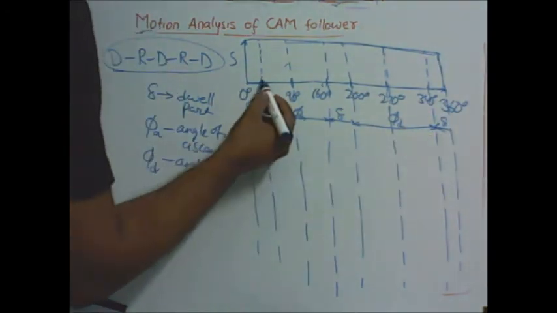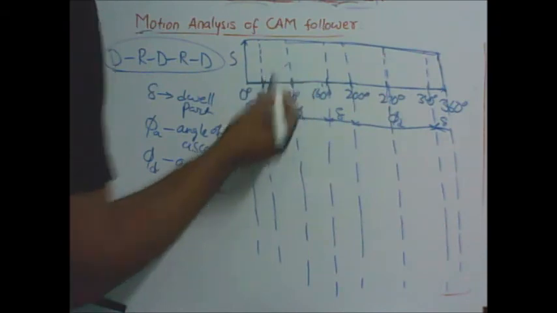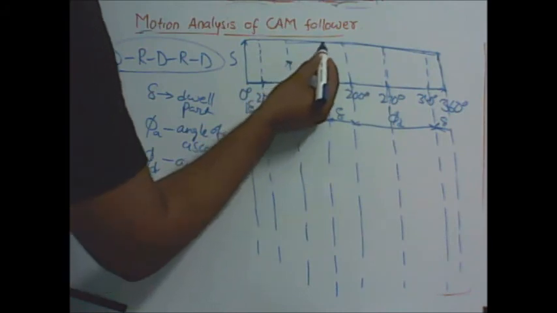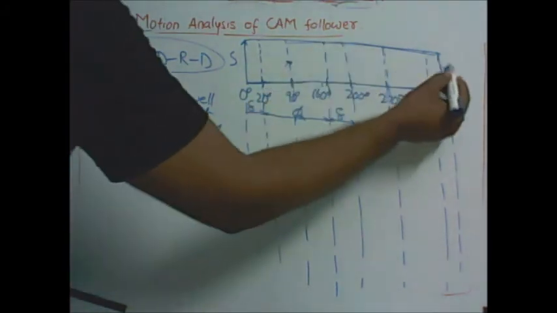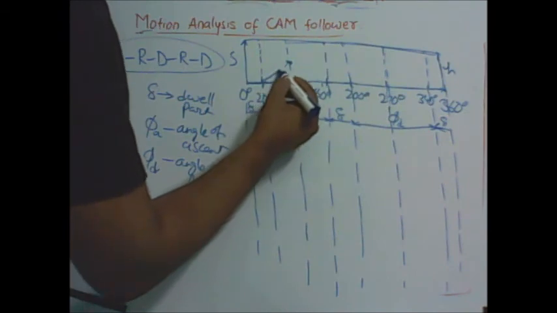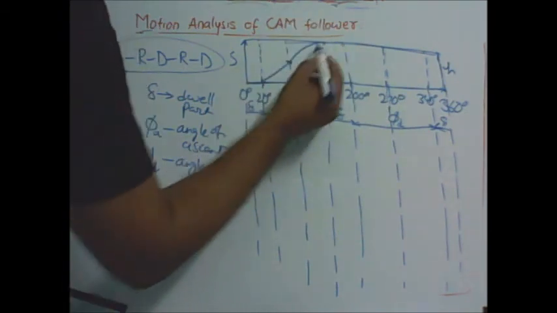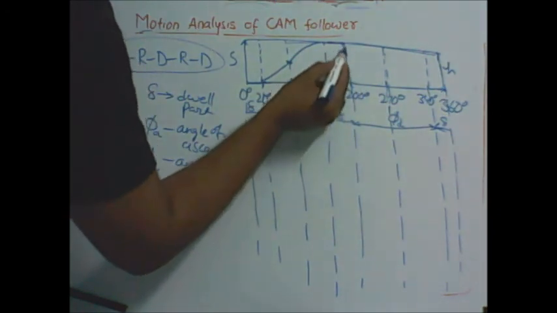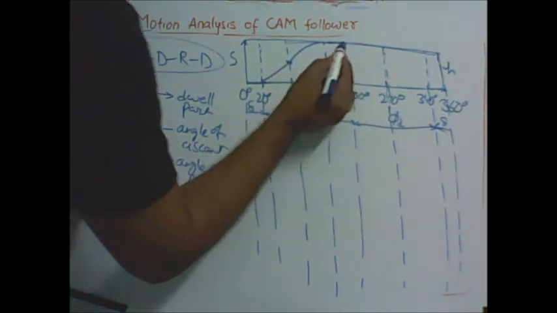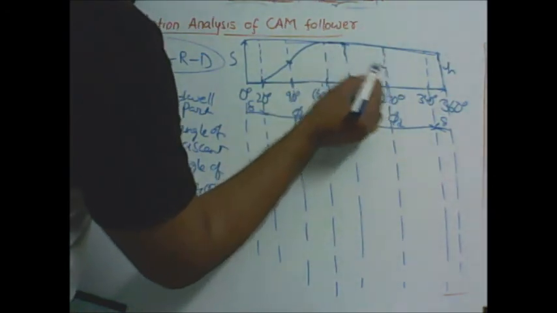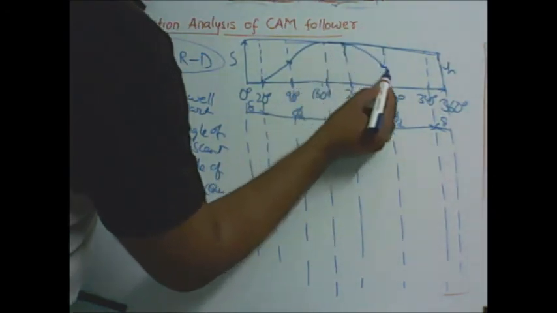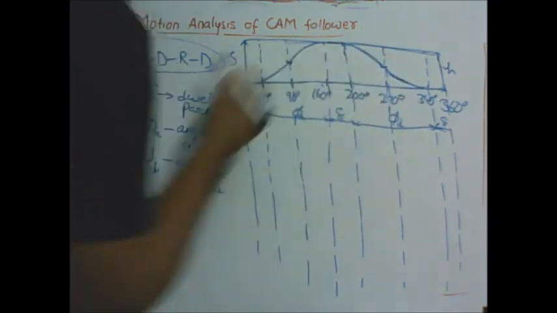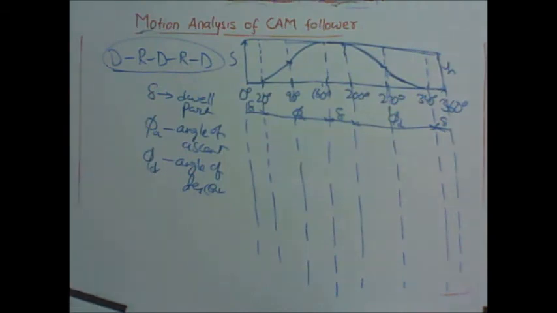Now at 20 degrees it will start the harmonic motion. At the midpoint, phi by 2, it will reach the maximum velocity part, and at 160 degrees it will be the maximum height h. So it will be something like this. At this part it will dwell up to 200 degrees of cam. Then again it will start to fall up to phi by 2. It will be again the maximum velocity case and a downward trend. So this will be the displacement curve we get for simple harmonic motion.